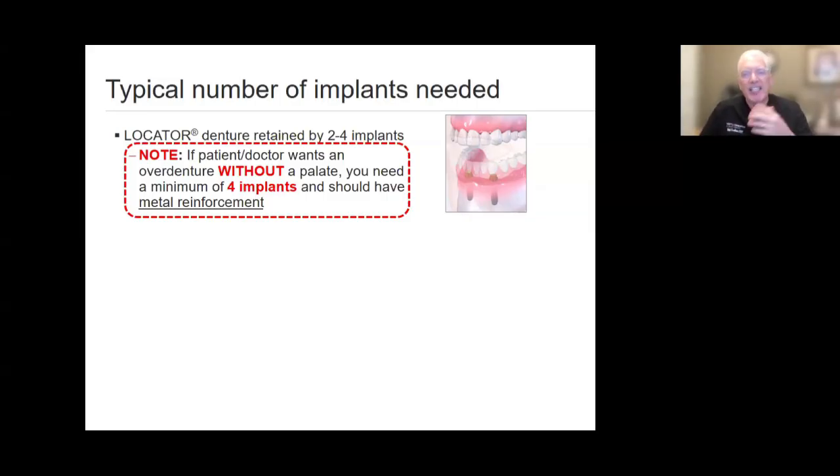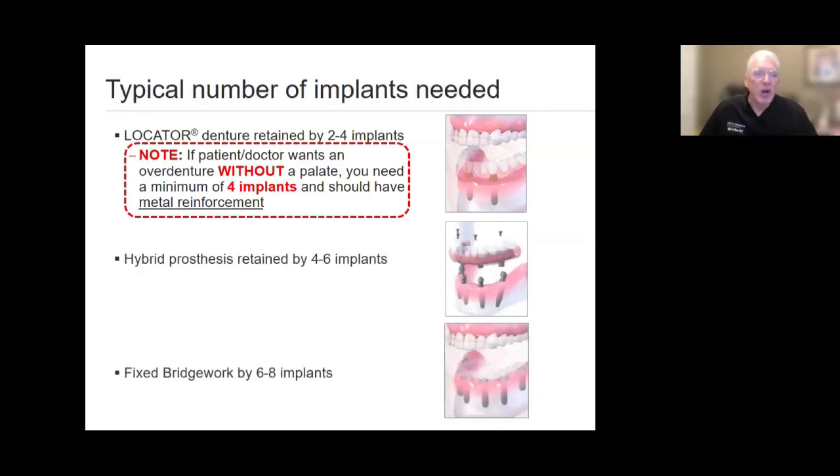When we talk on our next presentation on the 14th of April, I'm going to get more into the clinical and technical. Today's presentation is setting you up for that part. And just know, if you want to go to the hybrid or something that's going to be screw retained, it is a minimum of 4 implants, 4 to 6 implants. Keep in mind, there's a saying, all on 4, none on 3.